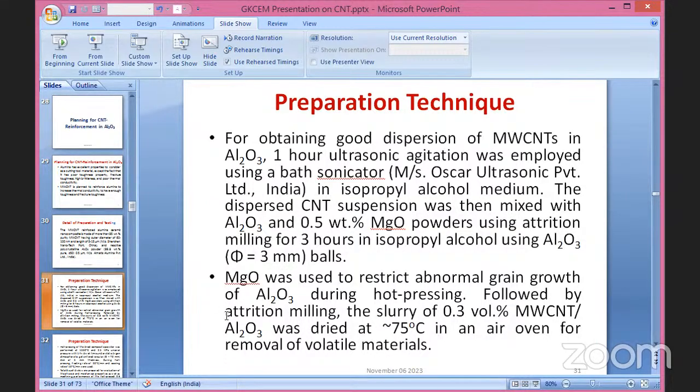Following attrition milling, the slurry of 0.3 volume% multi-walled carbon nanotube in alumina was dried at 75 degrees Celsius in an air oven. This process removes all the volatile materials from the mixture, because isopropyl alcohol, etc., are volatile and should be removed. So all these volatile materials are removed, and the mixture is dried.